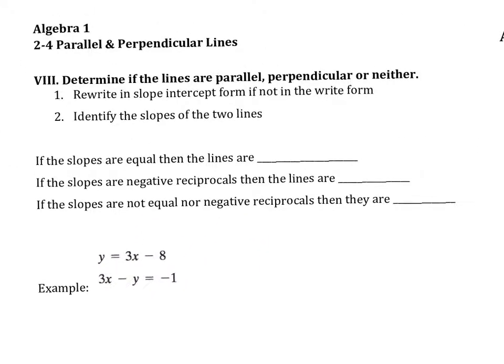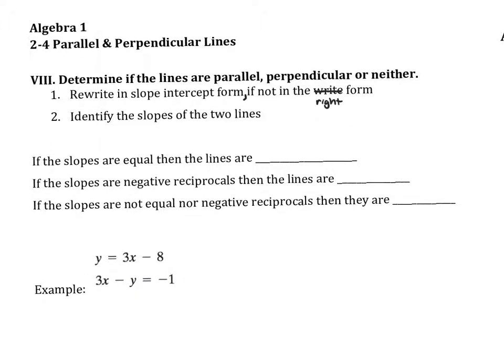Number one, it's probably most straightforward to just write them into slope-intercept form, if not in the right form. And of course, we had a misspelling there, so in the correct form. We're going to identify the slopes of the two lines. If the slopes are equal, notice what we have to do. If the slopes are equal, then we need to check b.